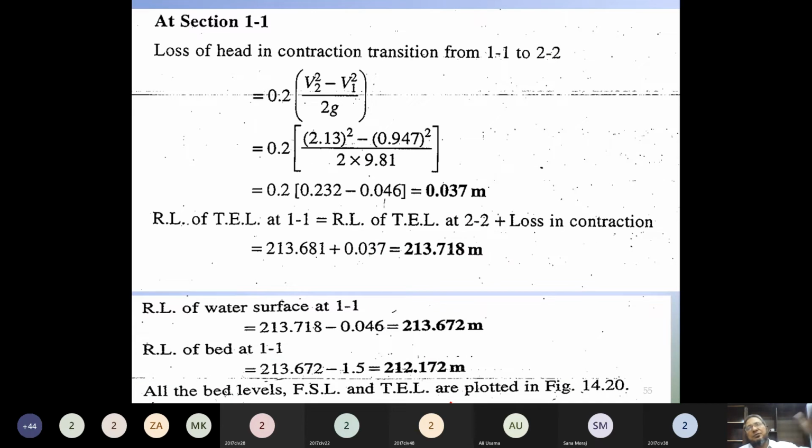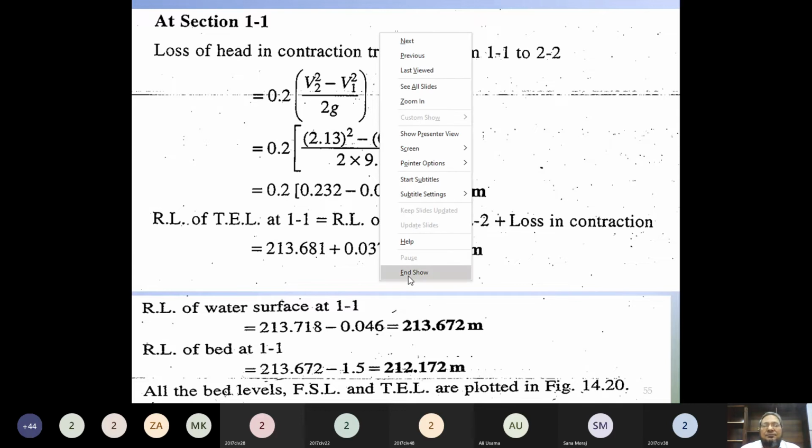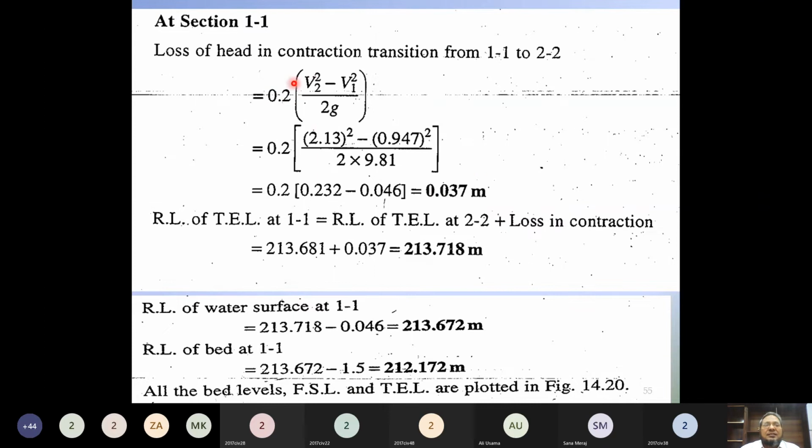So how can I compute the total energy level at section 1-1? Simply I have to compute the head loss in the contraction transition, and that is this equation: (V2 minus V1) square over 2g, times the contraction coefficient, which is 0.2 given, and so the head loss is 0.037 meter. As I know the total energy at section 2-2, I can compute total energy at section 1-1. So total energy at section 1-1 would be the energy at section 2-2 plus loss in contraction, and that is 213.718 meter.